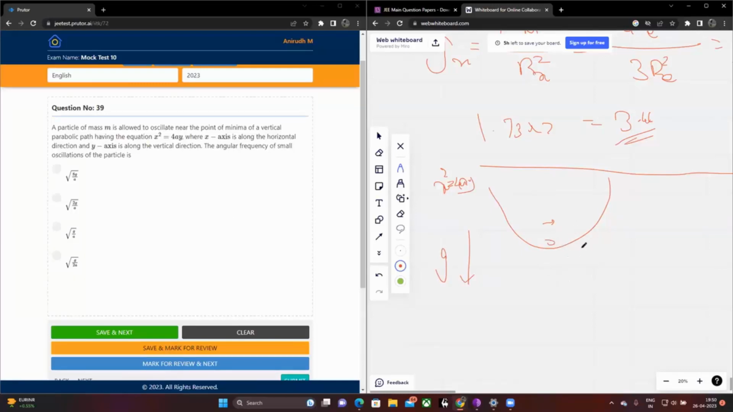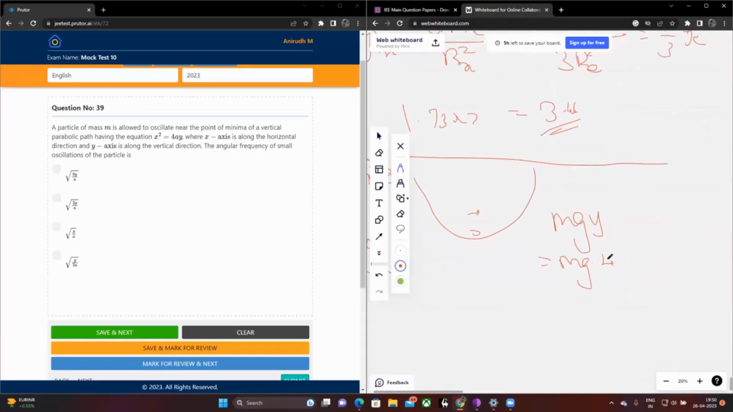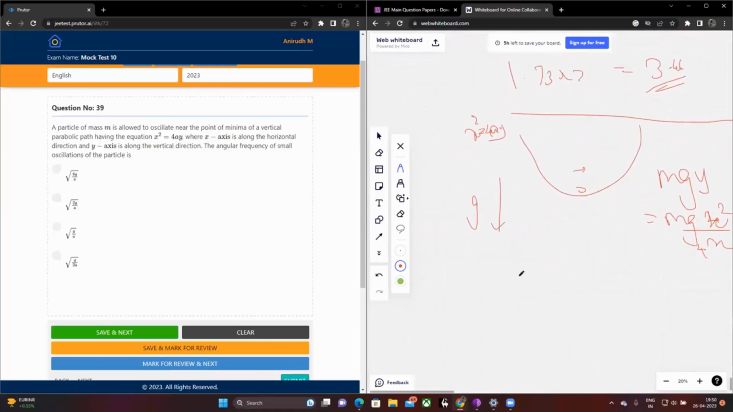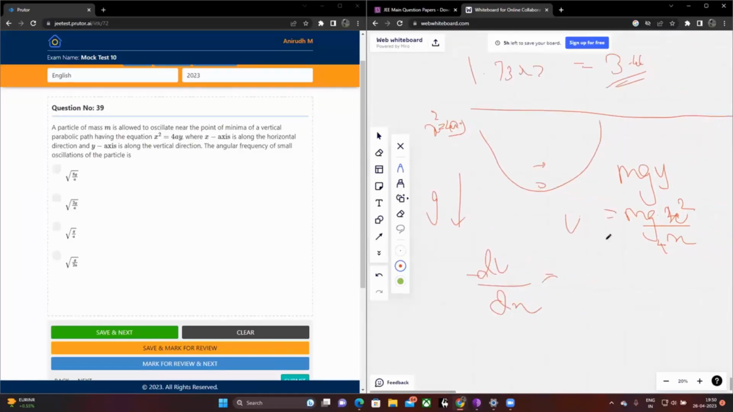The potential energy becomes, so when you just push it to the side, you get a potential energy mgy, which is mg into x squared divided by 4a. So now the force that's going to pull it backwards is basically minus du divided by dx. This is U, and this is going to be the horizontal force.